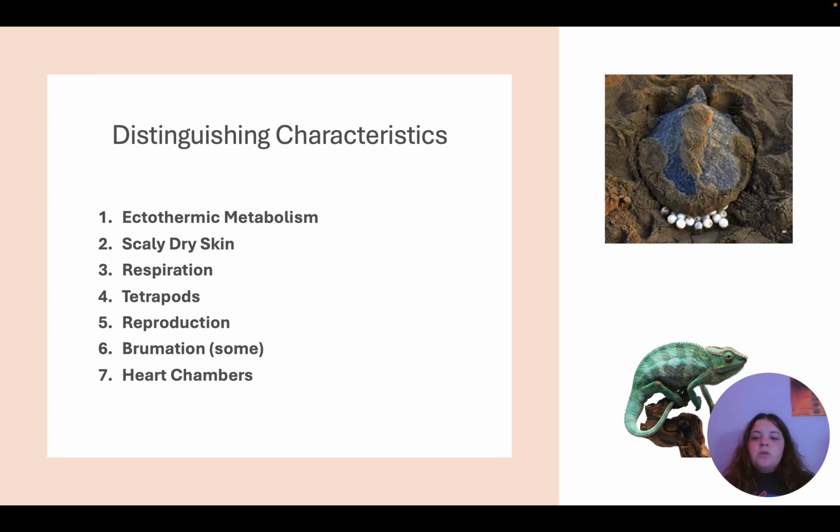Their fourth distinguishing characteristic is that they're tetrapods, meaning all reptiles have 4 legs or descended from an animal that once did have 4 legs, in the case of snakes. Their reproduction is also a distinguishable characteristic, as all reptiles lay their eggs on land or through a live birth. Their last characteristic is their heart chambers. Most reptiles have 3 heart chambers, unlike mammals who have 4 and fish who have 2.